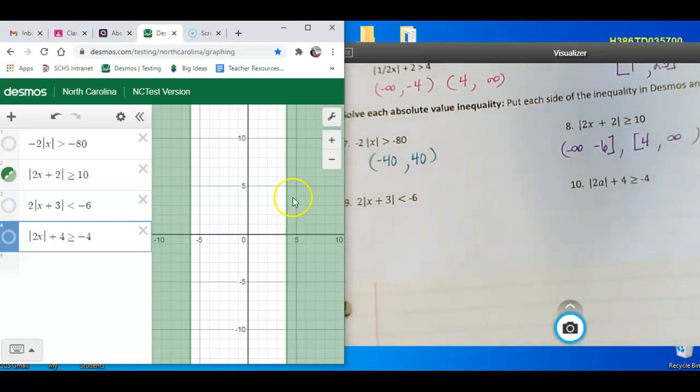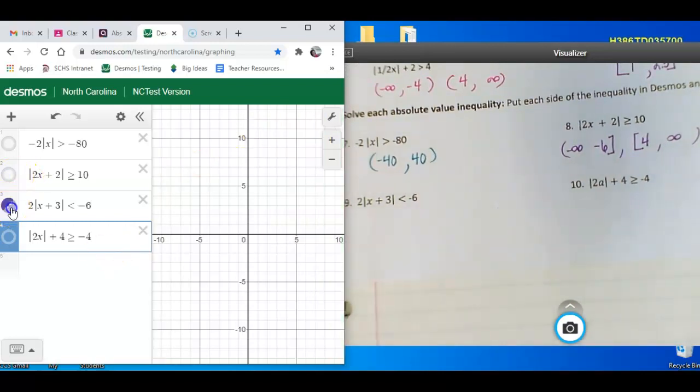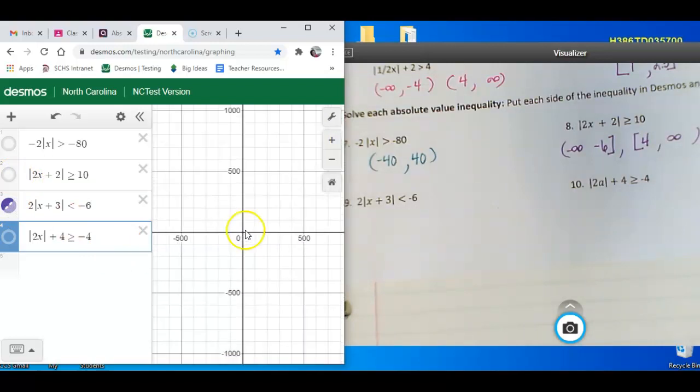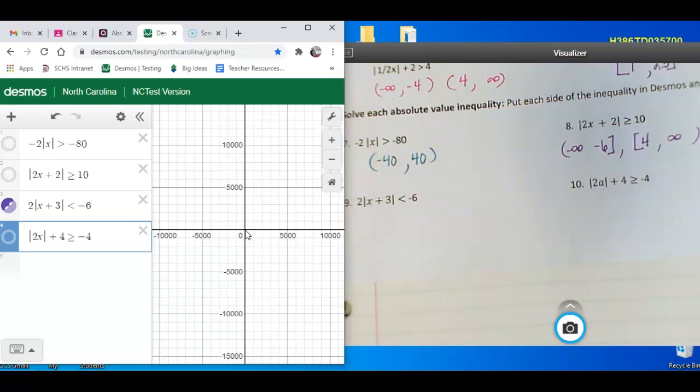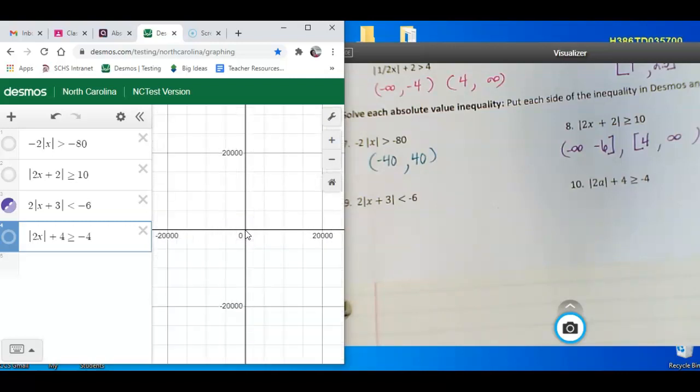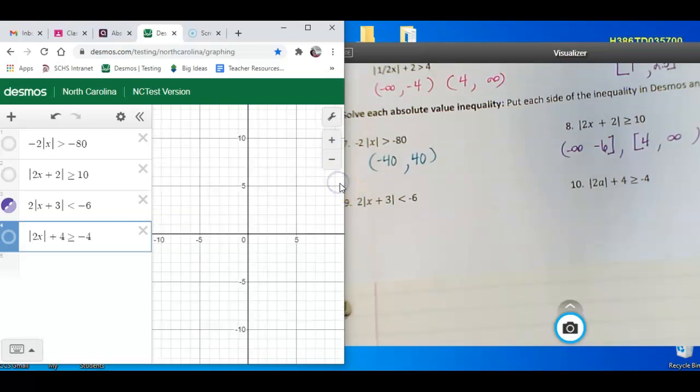Alright, then let's look at the next one. Turn that one off and turn this one on. I zoom out, and I zoom out really far. Notice nothing's happening. That doesn't mean it won't, but most of the time if you get really far like that and nothing happens, that means that our answer is going to be no solution.